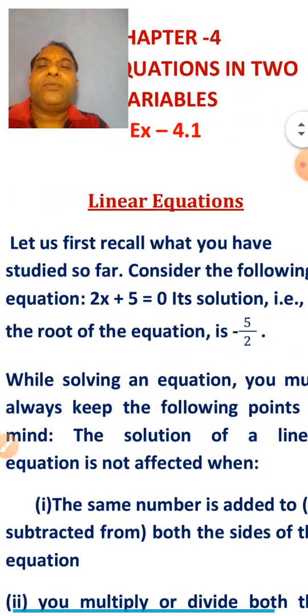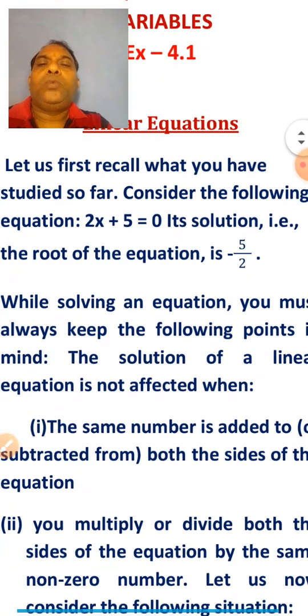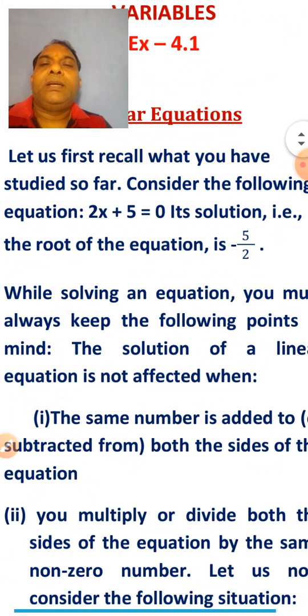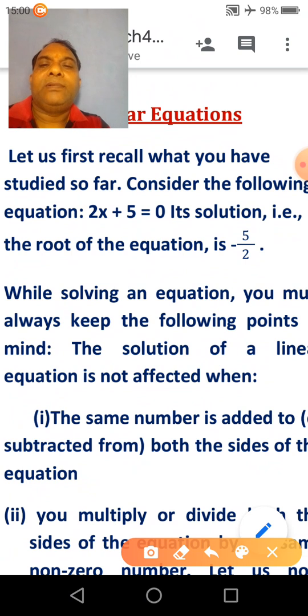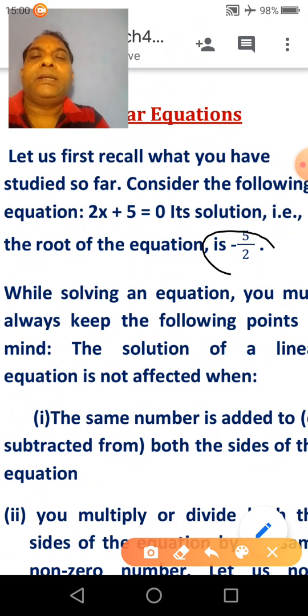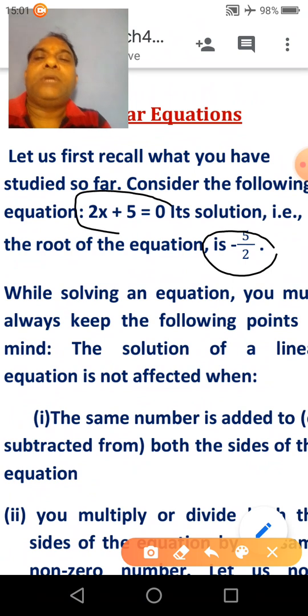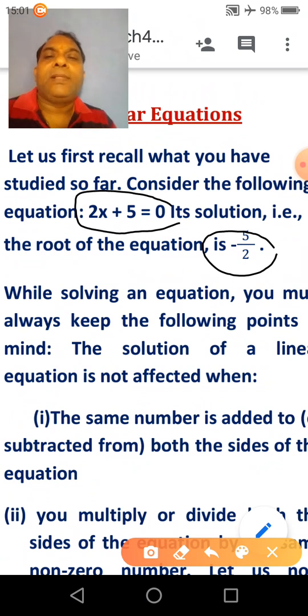Consider the following equation: 2x plus 5 is equal to 0. Its solution or root will be minus 5 by 2. If we solve 2x plus 5 is equal to 0, then the value of x will be minus 5 by 2, because 2x is equal to minus 5 and x is equal to minus 5 by 2.